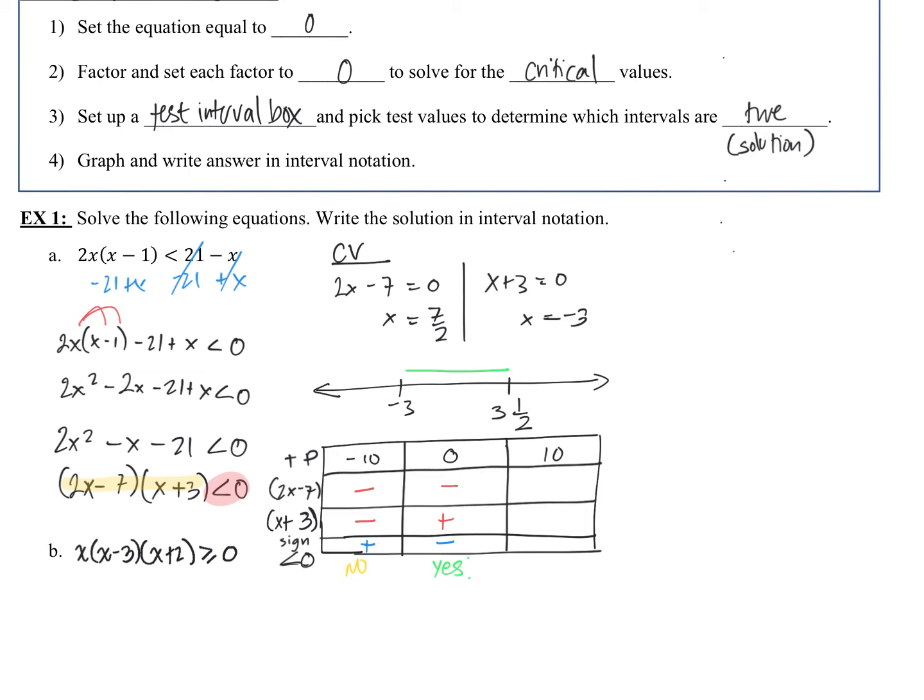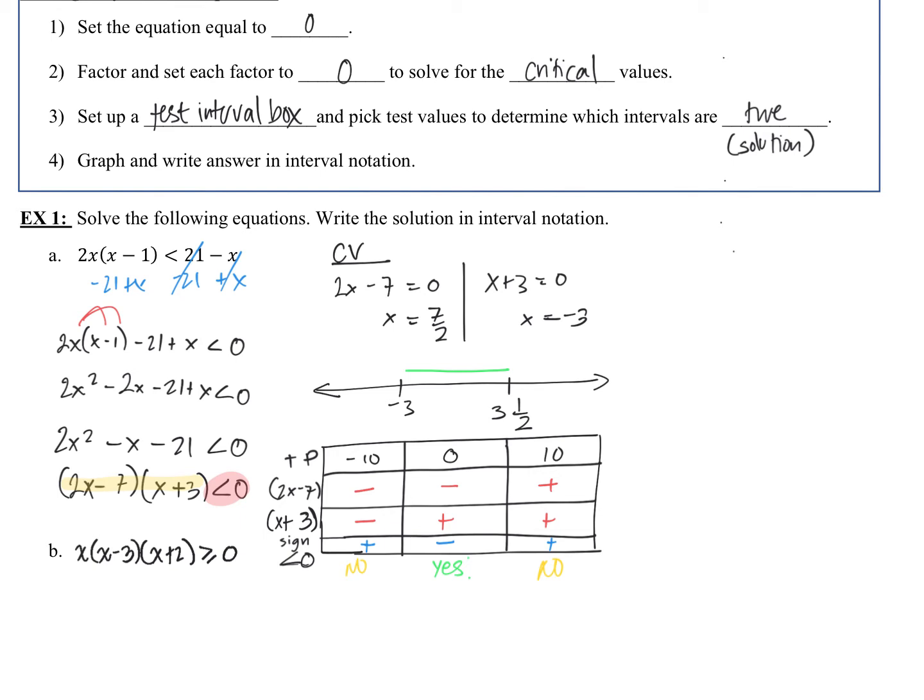Now let's take a look at the last testing column. See if you can fill out this column by yourself. Okay, so putting in 10, we're going to get a positive and a positive. Positive and positive is a positive. Is that less than 0? The answer is no. Which means that this is not part of our solution.